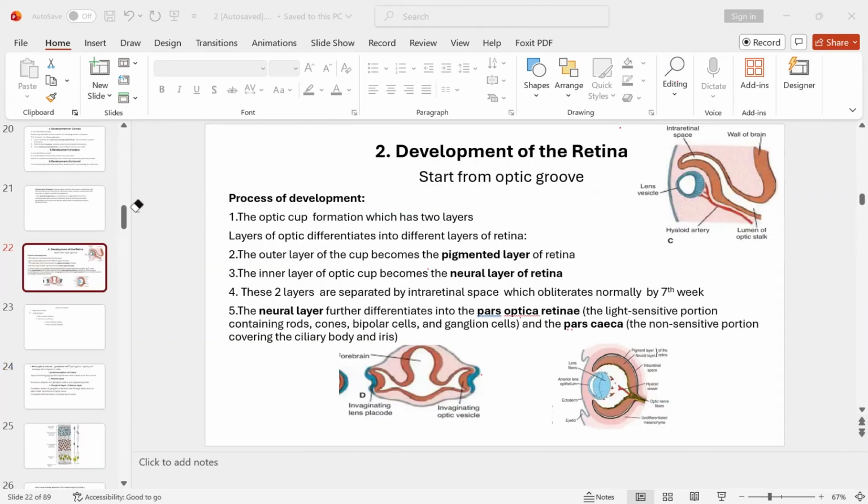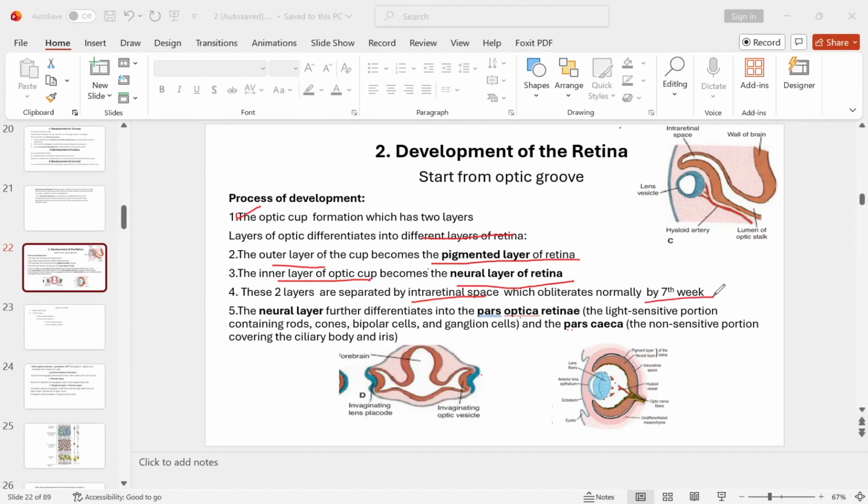So let me just summarize the process of development of retina. So the first step in the development of retina is the formation of the optic cup. Second step is the differentiation of the layers of optic cup into different layers of retina. The outer layer of the optic cup differentiates into the pigmented layer of retina. The inner layer of the optic cup differentiates into the neural layer of retina. Third step is the closure or obliteration of intraretinal space by the 7th week.